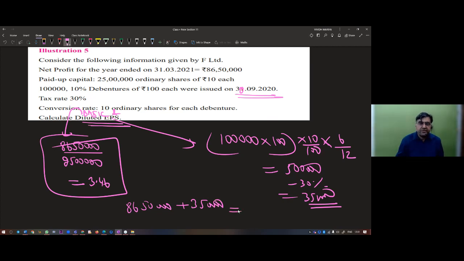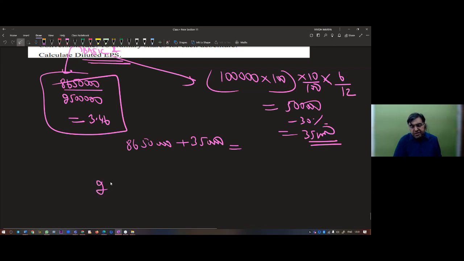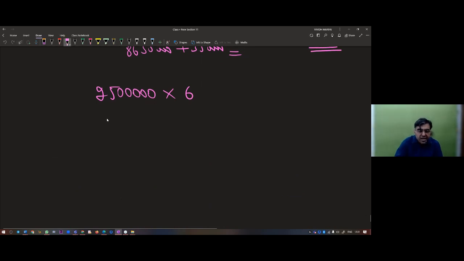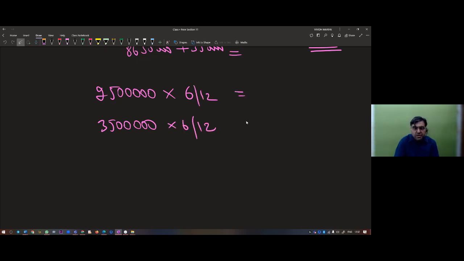Okay, wait. Equity shares ordinary are 25 lakhs for the first 6 months. Then notional, I am assuming notional conversion: 1 lakh debentures, 10 shares versus 1 debenture. 1 lakh will become 10 lakh more, so 10 lakh more will become 35 lakh shares for the next 6 months, first 6 months out of 12 months, next 6 months out of 12 months.